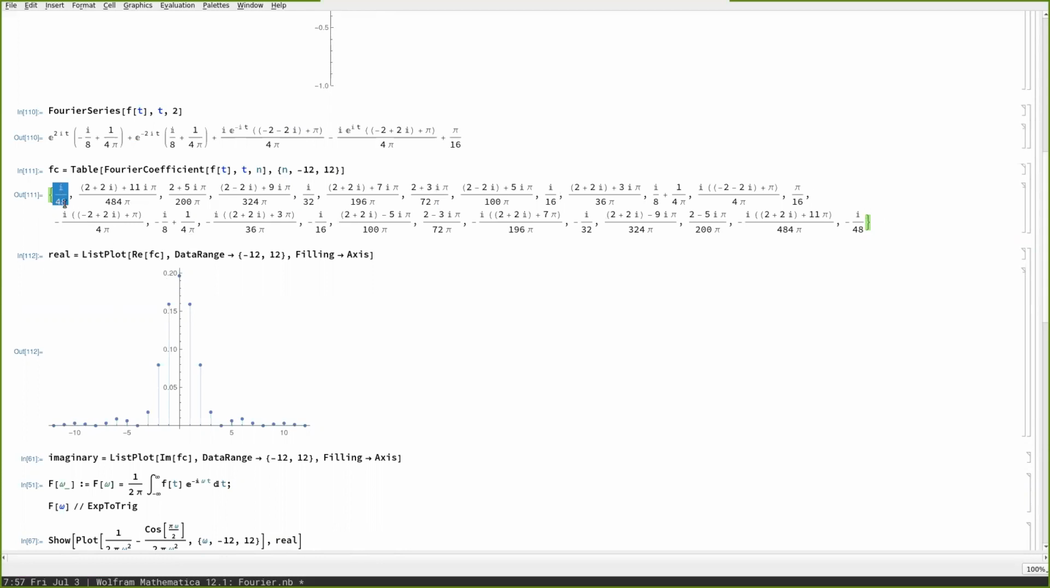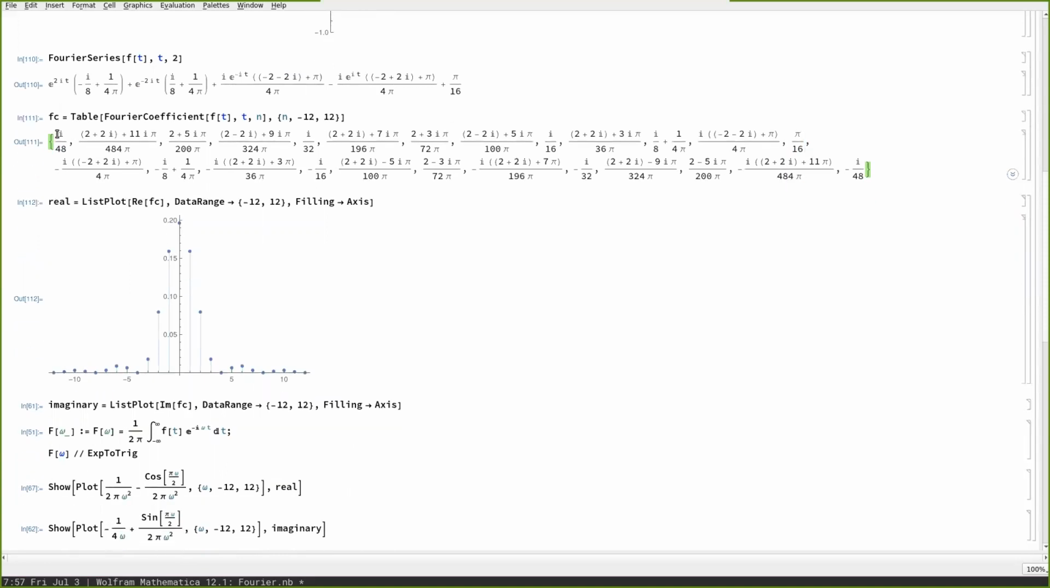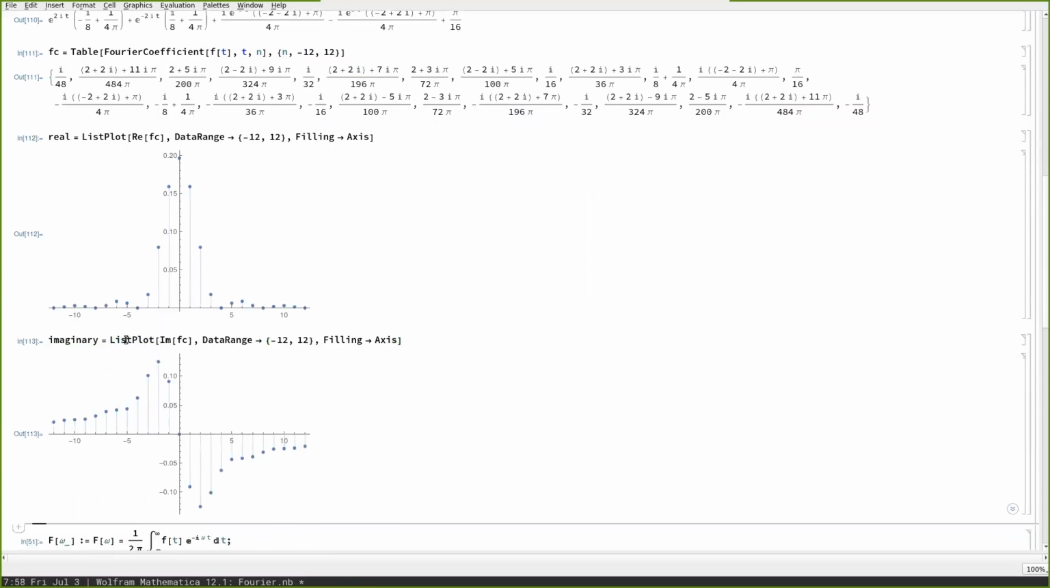So for example, when n is negative 12, there is no real component. That's why this is a 0 here. If I'm at n equals 0, then I have the coefficient pi over 16, and that is this dot here. So I plotted all the real coefficients, and I can also extract the imaginary coefficients and plot that. So I've done that here. So I have the plot of the real part of the coefficients in the Fourier series and the imaginary component of the coefficient in the Fourier series.